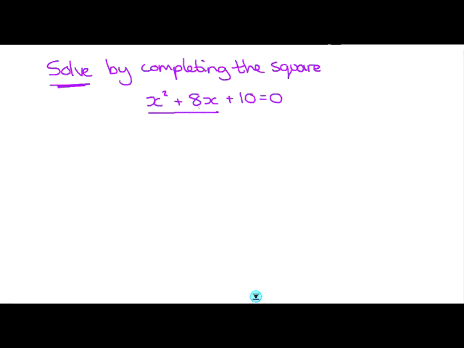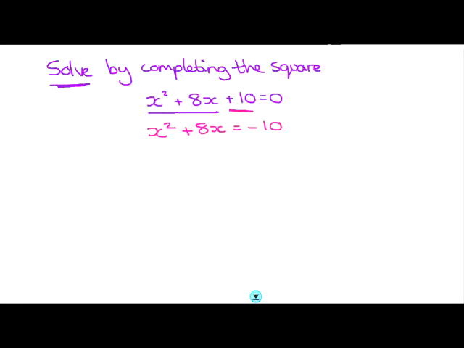So what we're going to ask you to do is, because when we complete the square we're only interested really in these terms containing an x squared and an x, we're actually going to remove this term by subtracting it from both sides. So becoming x squared plus 8x is negative 10.